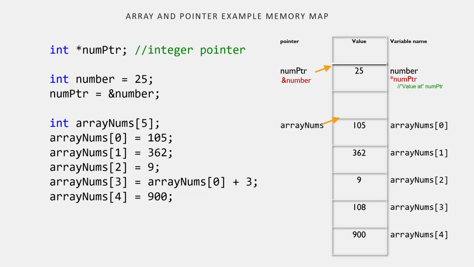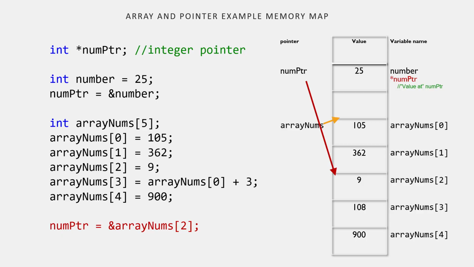And this right here, just to clarify, this is address of array nums at index 2. That is the same way that this is address of number. This is address of array nums at index 2. This is address of array nums at index 3. This is address of array nums at index 4, etc.